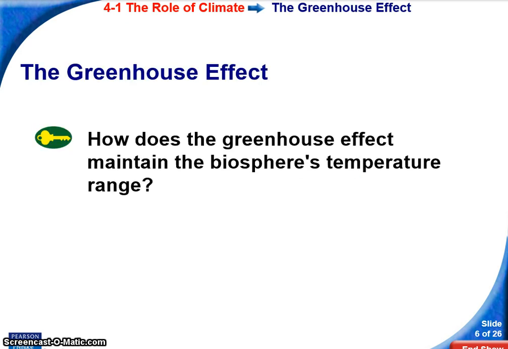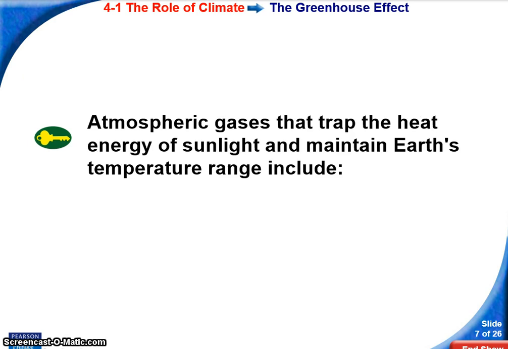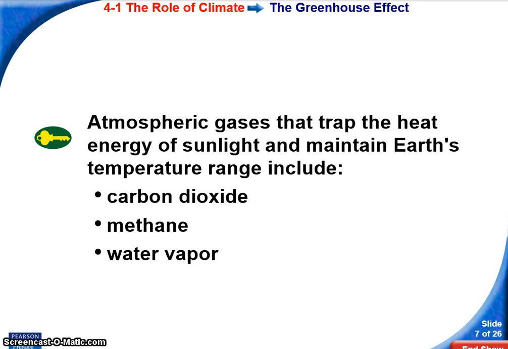The first key concept question that we have in our notes today is, how does the greenhouse effect maintain the biosphere's temperature range? The answer you need to write down is that atmospheric gases that trap the heat energy of sunlight and maintain Earth's temperature range include carbon dioxide, methane, and water vapor. All of these things contribute to that greenhouse effect and contribute to the temperature range and how the Earth is able to maintain certain temperatures at certain times of the year.